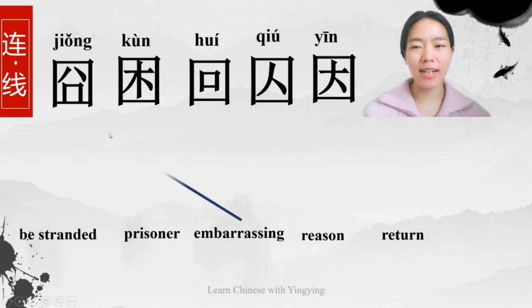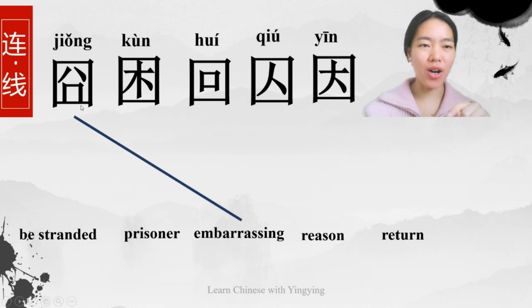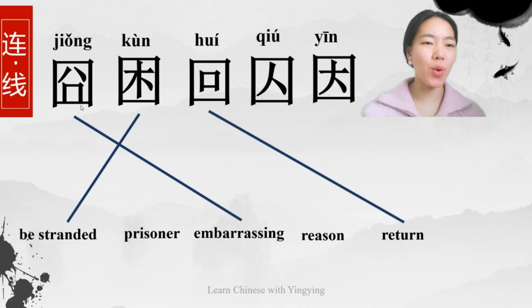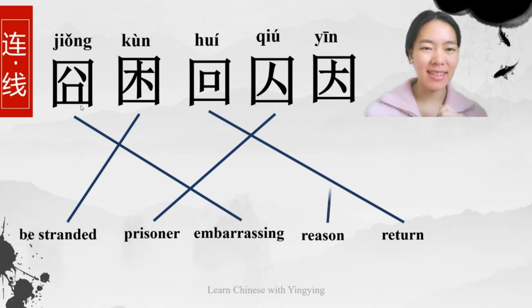The first word is 囧. It means embarrassing. It looks like an embarrassing face, isn't it? And the second word is 困. It means be stranded. This is the word 回. It means return. Next word is 囚. It means prisoner. The last word is 因. It means reason.